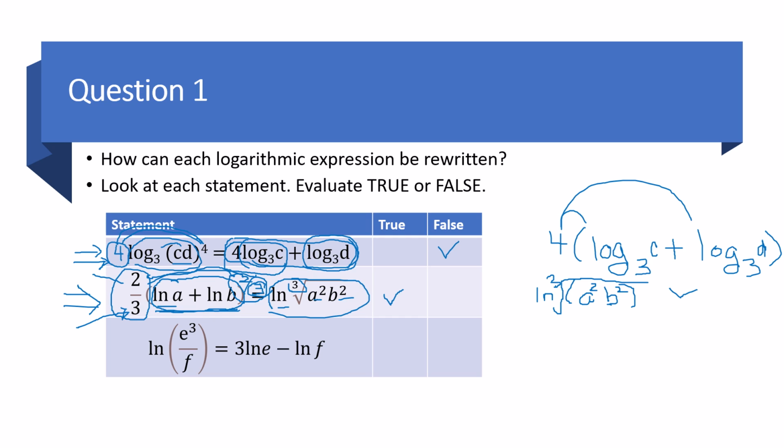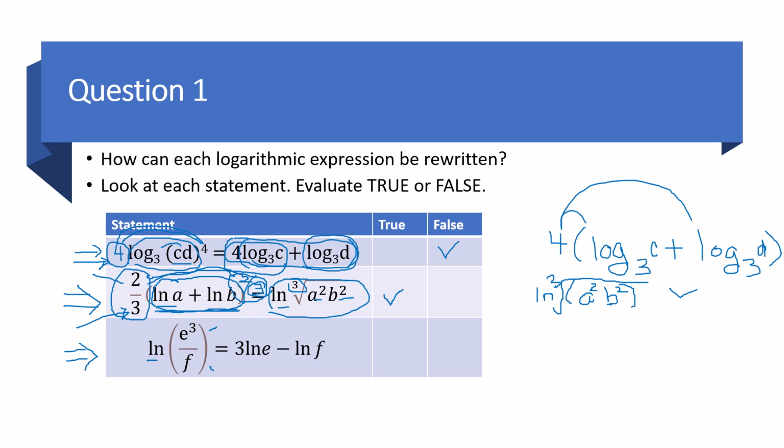It's really important that you have those rules with you and that you've practiced. It makes this a lot easier. Let's go down to the third one. Take your time on these. We have the natural log of e to the third power over f. Now this is division. Fractions are division. So this is the quotient rule.